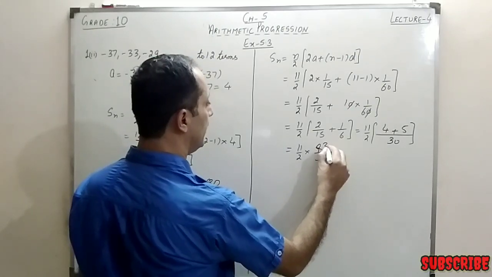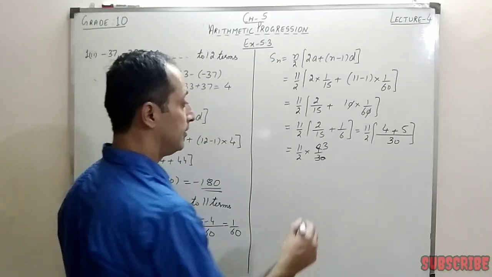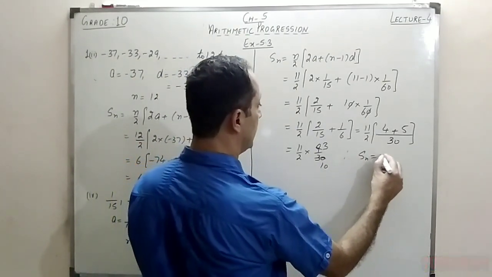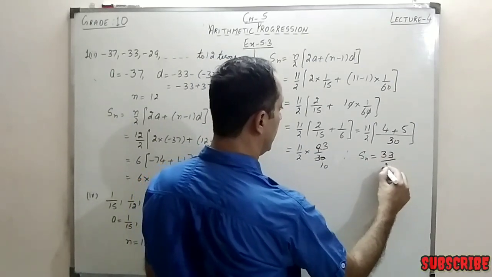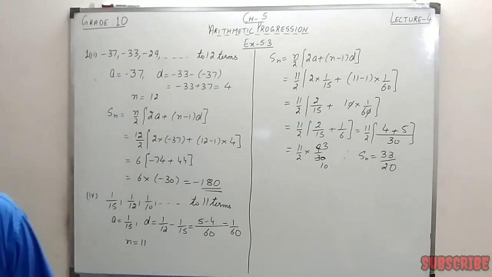I can cancel out 3. These two cancel out by 3. So this is 3 by 10. So I get Sn equals 33 by 20, right? So these are the two parts of question number 1. Now let's take one part from question number 2.